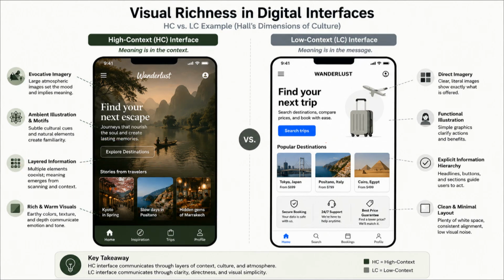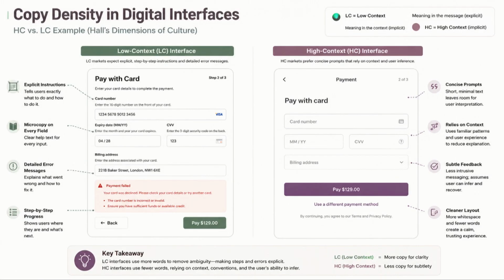Now, the visuals in the context of a high context culture are more rich and warm visuals. So are the colors, texture, depth communicate emotion and tone. Whereas in case of a low context culture, usually clean and minimal layouts are preferred, as you can see in this particular screen. Now coming to how much copy you need to put.